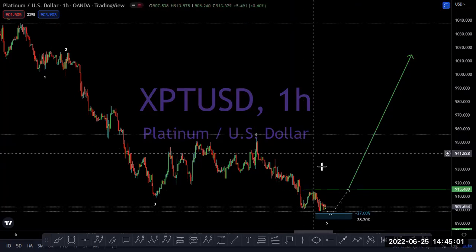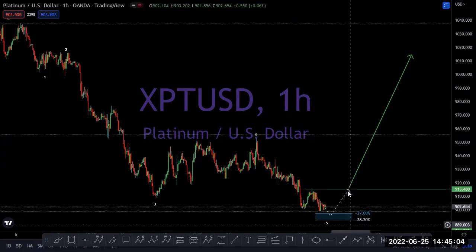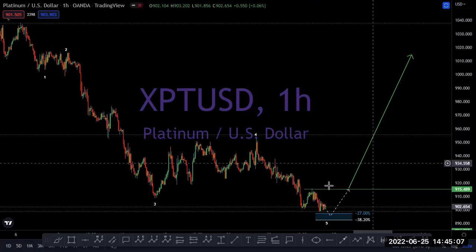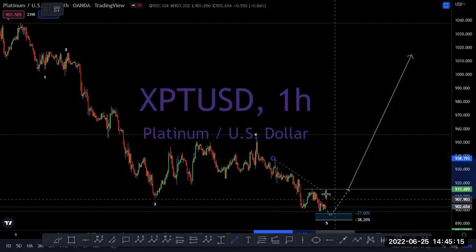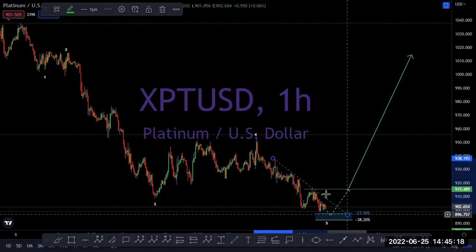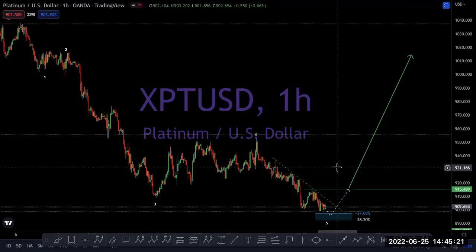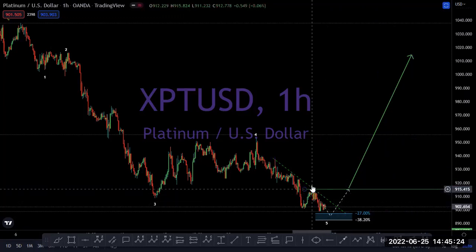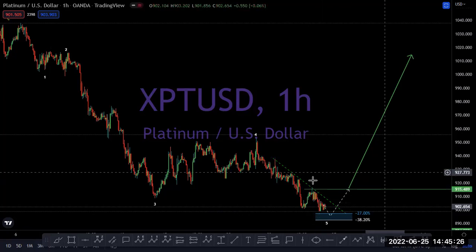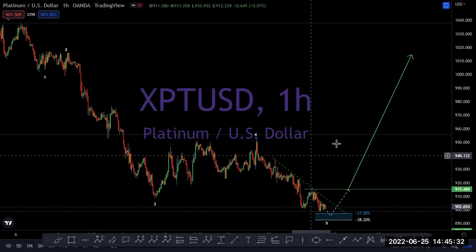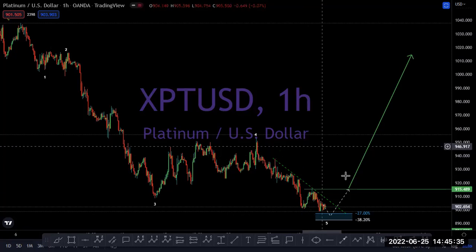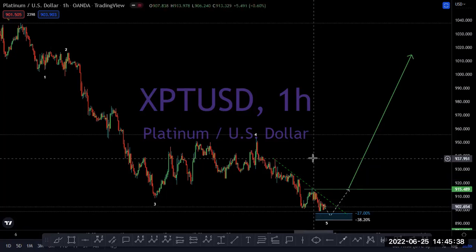You may have something like this. It can go down again before buying. But if it goes above this level, I think the buying will likely start when the market breaks this channel and goes above this level. So if you are trading platinum, look for buy. I don't see a selling alternative. Even if it goes lower, I cannot sell. I can only buy for now.